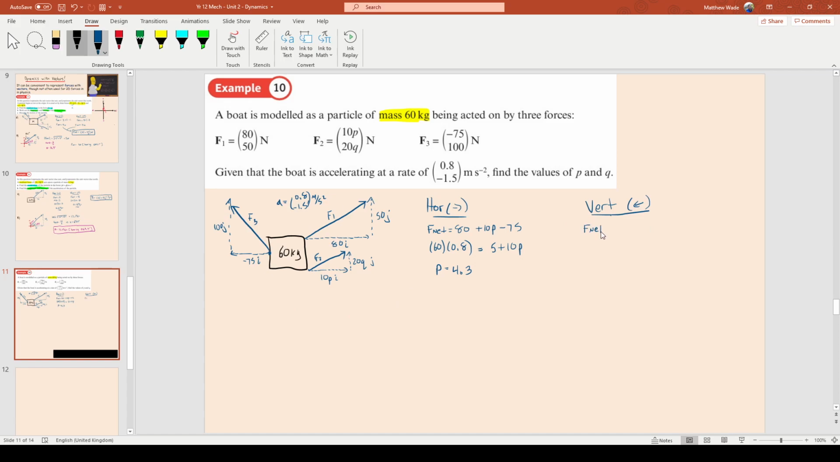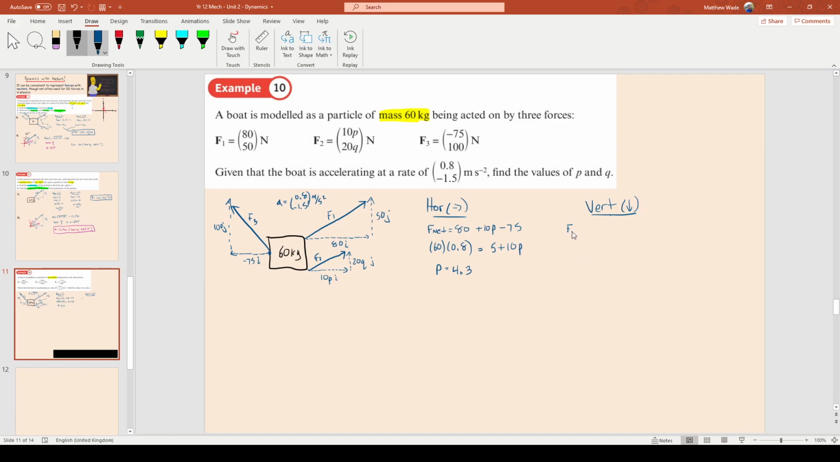FNet is going to equal, and remember I've got left positive. So, what am I doing? Oh, good heavens, I said vertical and I said left. That's my mistake there. Vertical, pick a direction to be positive. I'm going to pick down to be positive, because this acceleration is downward.